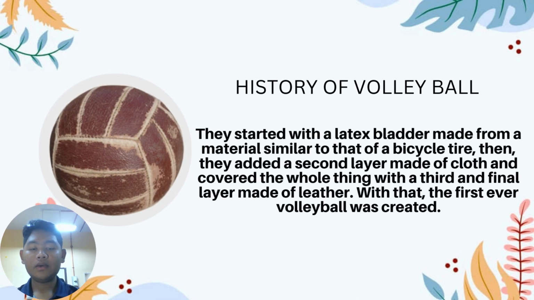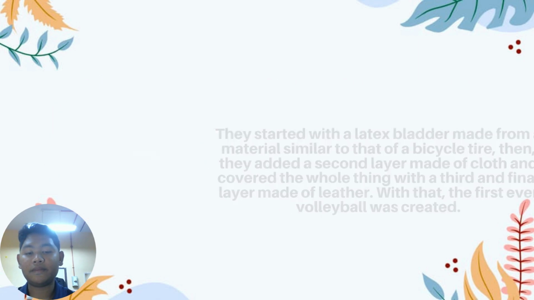They started with a latex bladder made from a material similar to that of a bicycle tire. Then they added a second layer made of cloth and covered the whole thing with a third and final layer made of leather. With that, the first ever volleyball was created.